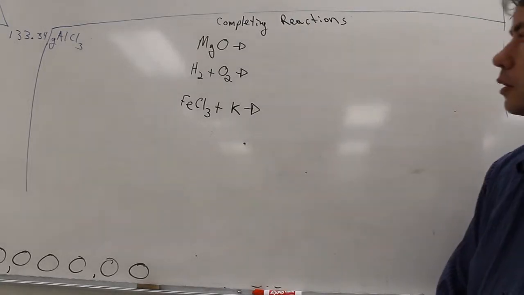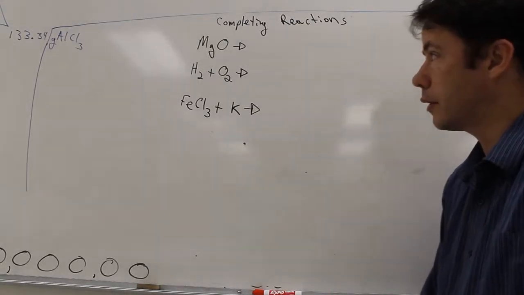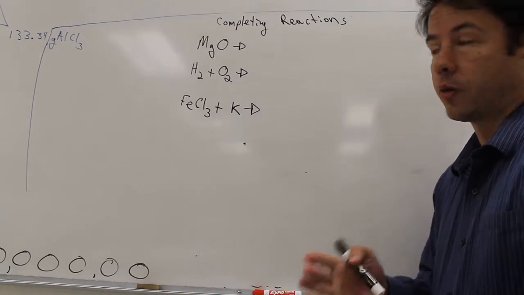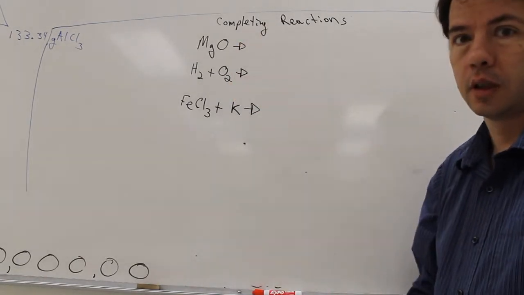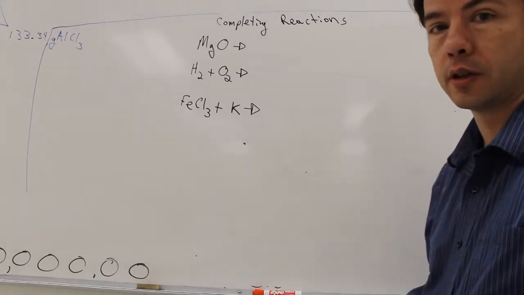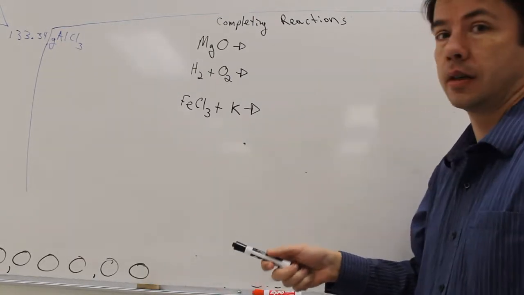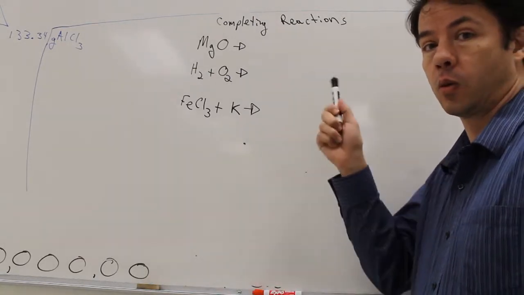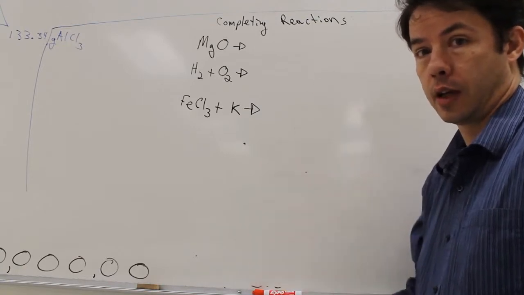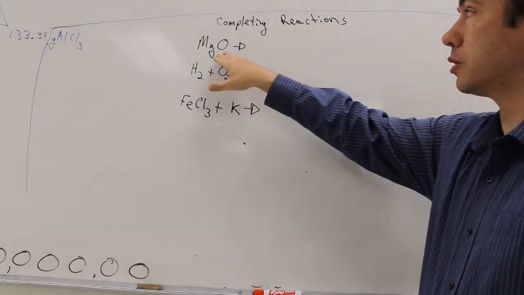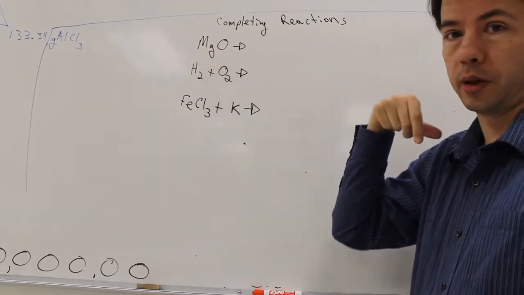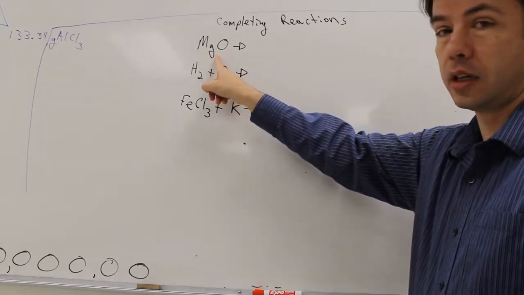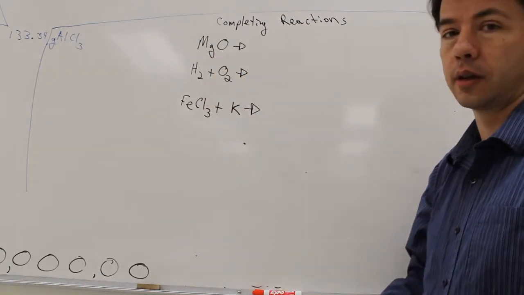I'm Mr. Franklin, and today we're going to look at completing a reaction based on some initial information. So really the first thing we have to do in order to do this is identify what type of reaction this might be. So let's do that. First we have magnesium oxide, which is going to produce something. So it has a single reactant. What do you think that might be?